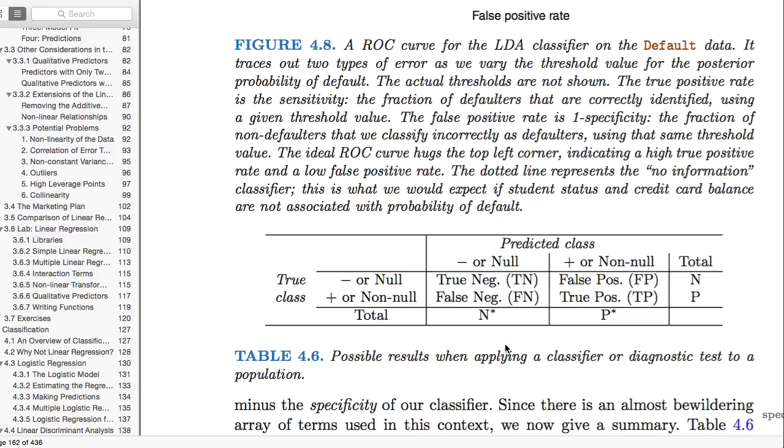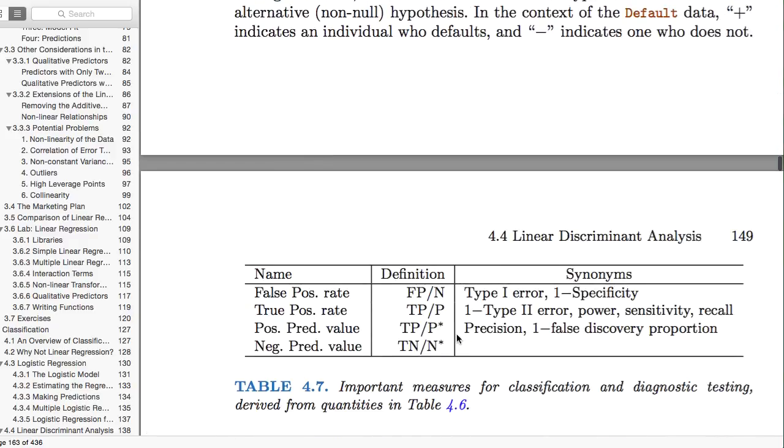So this is the source of the numbers I'm going to show you now. These are used in quite a variety of fields. So the false positive rate is false positives over n, the true positive rate is true positives over p, and the positive predicted value is true positives over total predicted positives. Oh, p and n, I see, it's positive and negative instead of null and non-null. The terminology is a little confusing here.